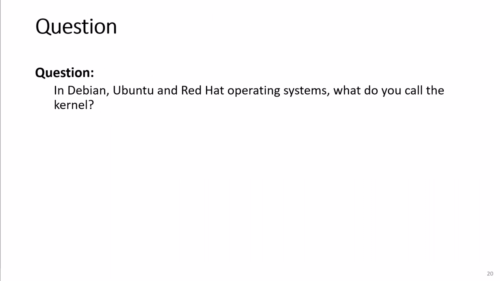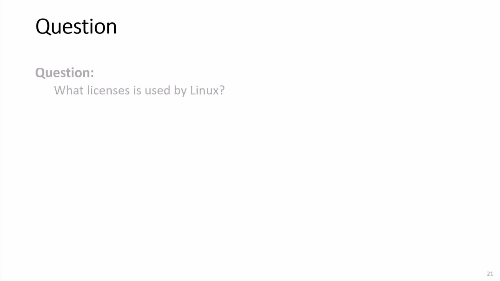Question: in Debian, Ubuntu, and Red Hat operating systems, what do you call the kernel? Answer: Linux. Question: what license is used by Linux? Answer: GPL.